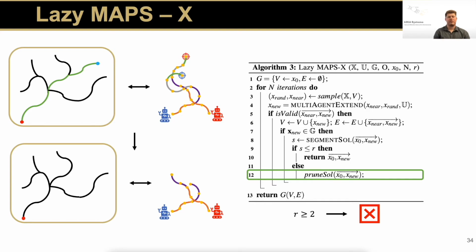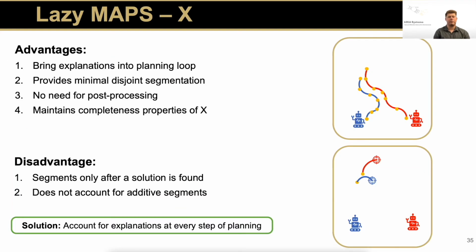Lazy Maps X brings on a number of advantages that weren't apparent in the first algorithm. First and foremost, bringing explanations into the planning loop allows us to tune the amount of explanations required to explain the plan prior to exiting the loop. Also, we provide the minimal disjoint segmentation since Lazy Maps X grows upon the first algorithm that we presented. Additionally, there's no need for post-processing, and Lazy Maps X maintains the completeness properties of X.